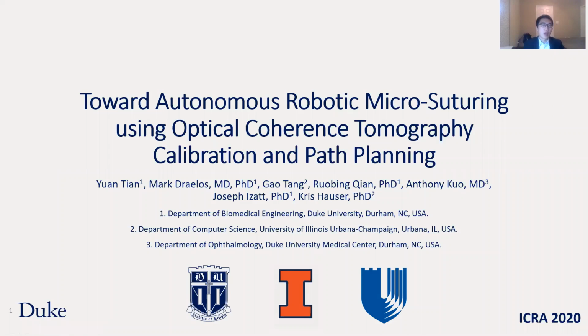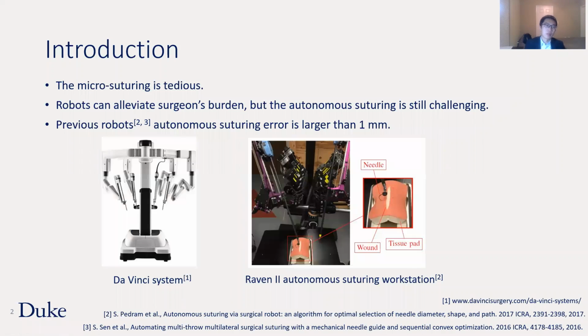In this video, I want to introduce our paper, Toward Autonomous Robotic Micro-Suturing Using Optical Coherence Tomography Calibration and Path Planning. Micro-suturing is a basic skill used in microsurgery, but it is tedious, time-consuming, and surgeons need long training. Robots, such as the da Vinci system, can alleviate surgeons' burden, but autonomous suturing is still challenging.